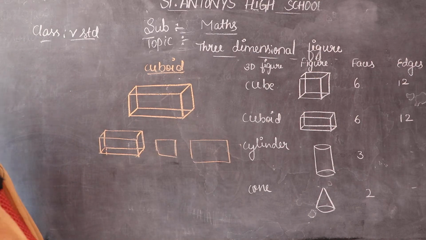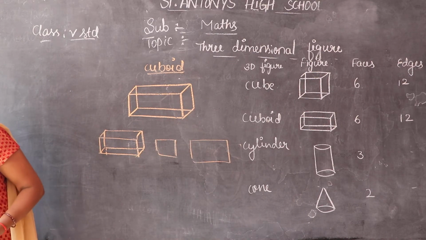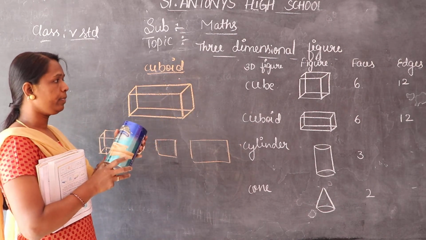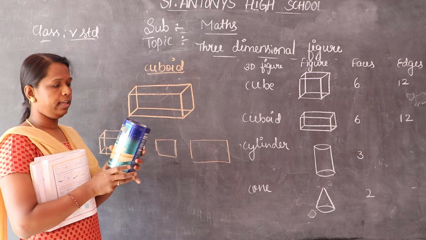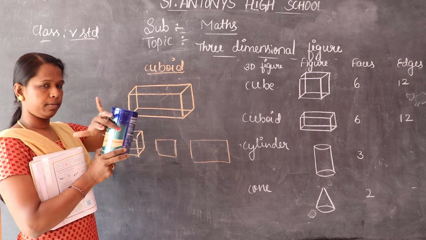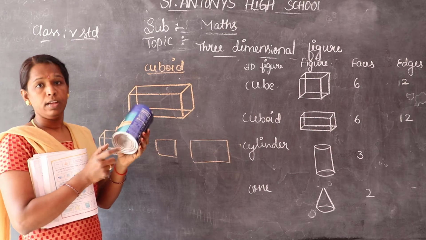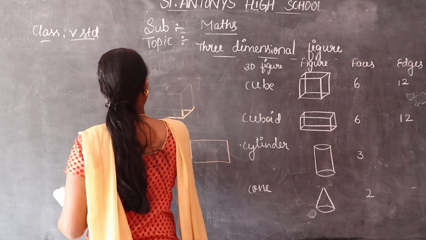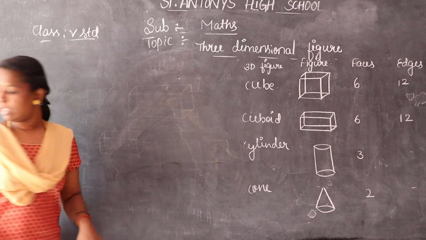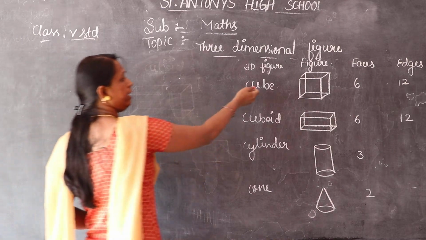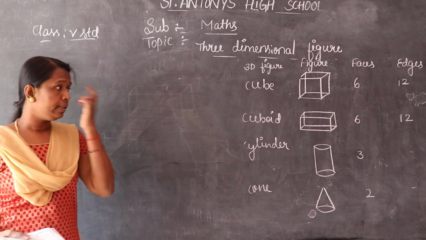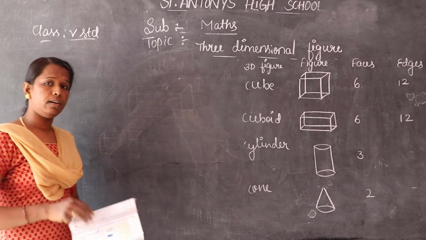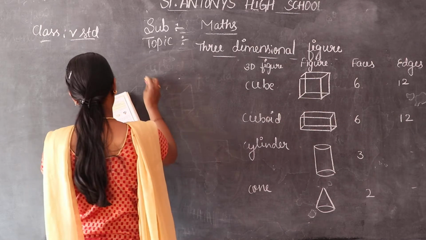So let us discuss a cylinder. Children, this shape we can say is a cylinder. In a cylinder, 3 faces are there. See children, 1, 2, 3. 3 faces are there. We can give an example: the cube for a Rubik's cube, the cuboid for this chalk box, and for a cylinder, a water pipe. We can give these examples.